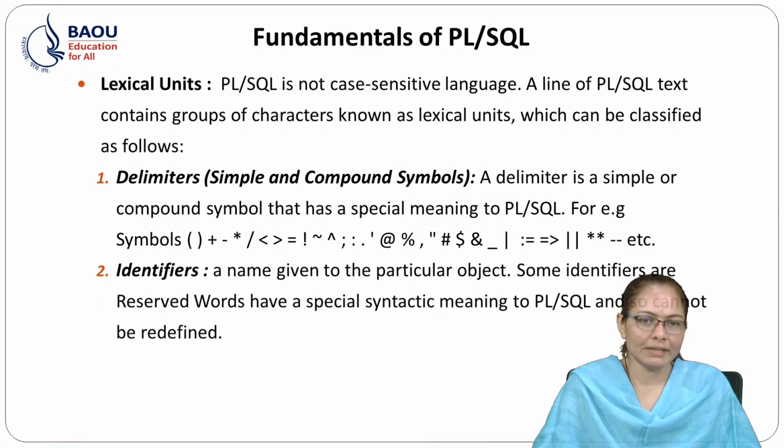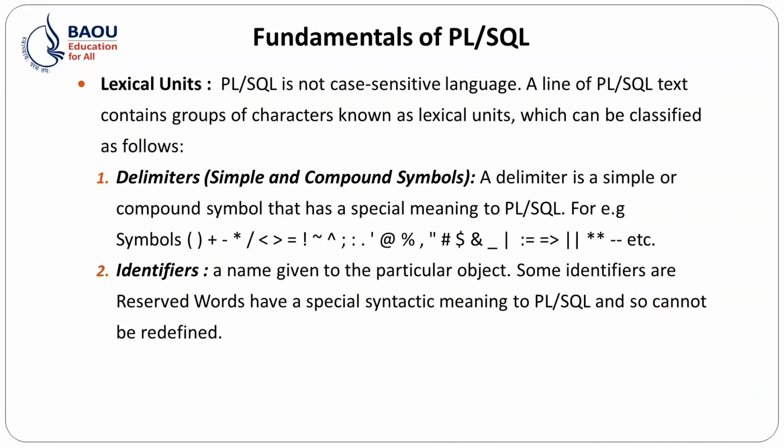Now what are identifiers? Identifiers are also lexical units. An identifier is a name given to a particular object. We can use identifiers to name PLSQL program objects and units, which include constants, variables, exceptions, cursors, subprograms, and packages. We give names to these.